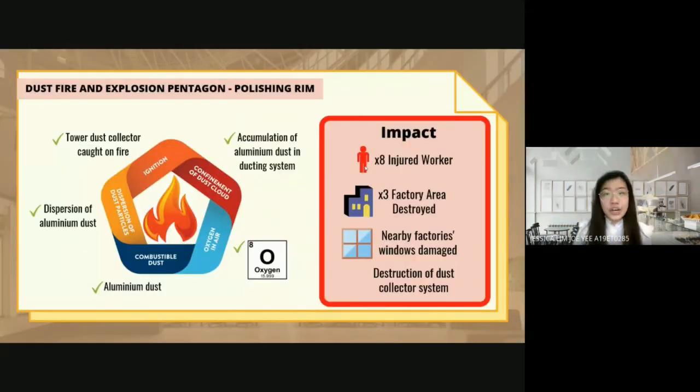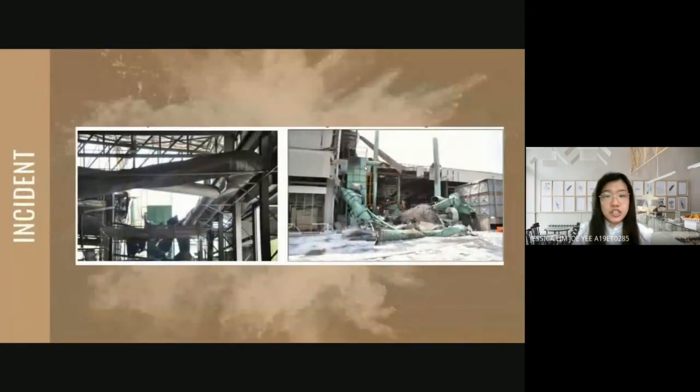For explosion to occur, 5 elements of the explosion pentagon must exist. In this accident, aluminum dust is the combustible dust. Due to the accumulation of aluminum dust in the dusting system and the presence of oxygen, the explosion occurred. This explosion caused 8 injured workers, with 2 of them having major injuries, 3 factory areas destroyed, nearby factory windows damaged, and the destruction of dust collector systems. These are the incident pictures.